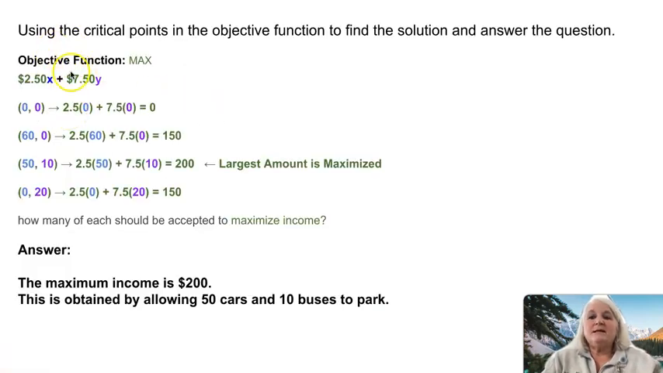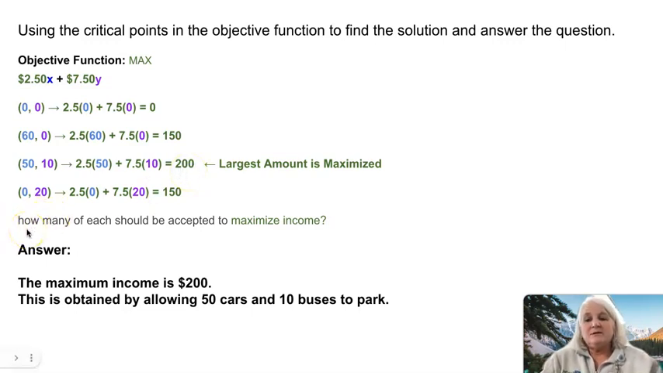So then I'm going to take those critical points and plug the values for the x and the y into my objective function, and I'm going to look for the maximum. My objective function was given to me, so I just copied it down on this sheet. These are my critical points that I got from my graph, and I plug them in and find my answers. Then I'm looking for the maximum, so my largest number in my answers is the 200.